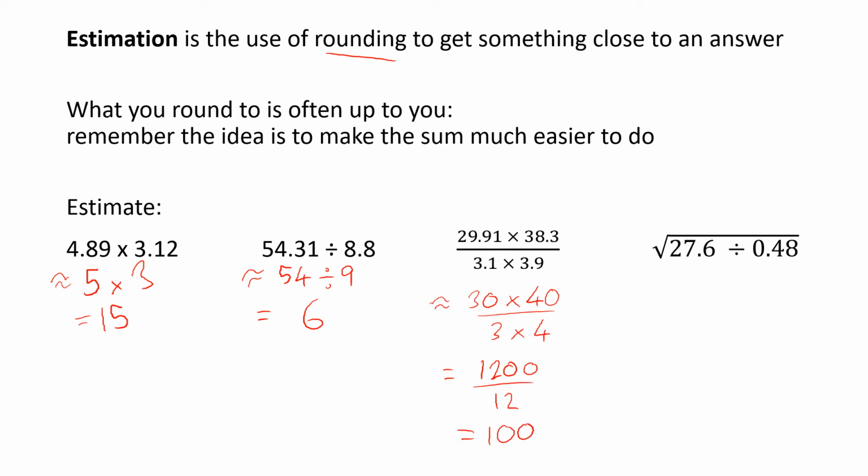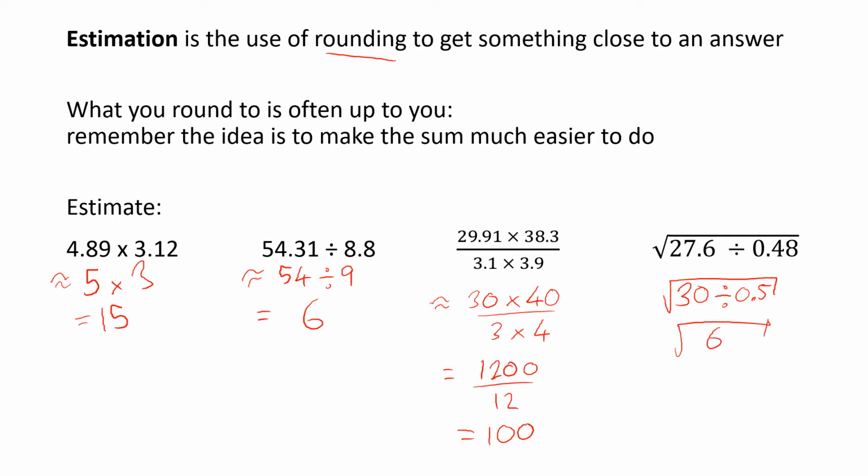And the last one, we've got a square root. How am I probably going to round this? Well, I could say that this 27.6, could maybe say that's 30. This 0.48, I could maybe say that's a half. Something I would never do, by the way, is round this up to 1 or down to 0. You do have to think about at least the first figure.